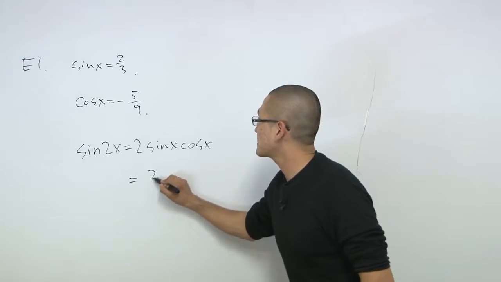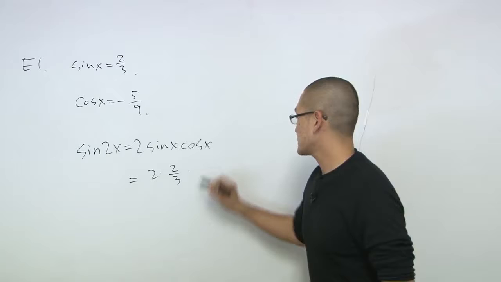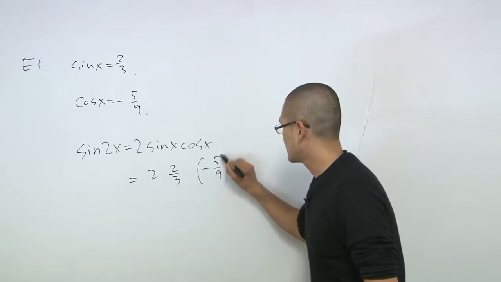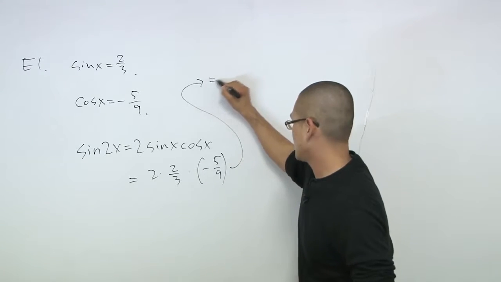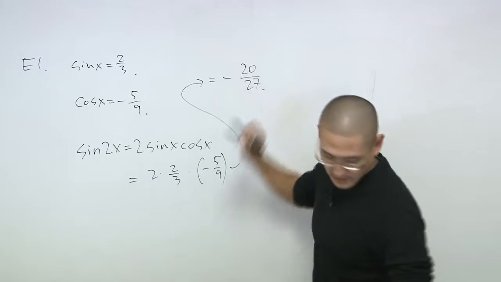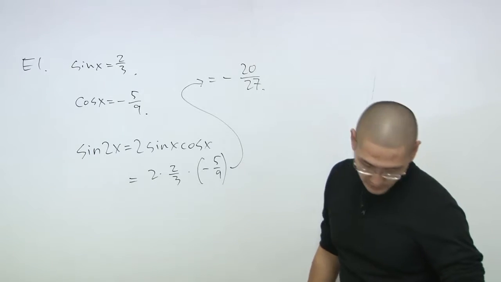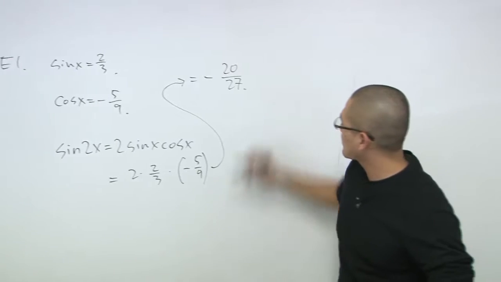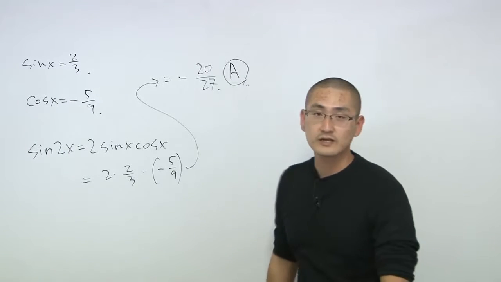What do we get? 2 times sine x cosine x, which is 2 times 2 over 3 times minus 5 over 9. So we end up with minus in front. 4 times 5, 20, divided by 27. And that's going to be our answer with the minus in front of it. Be careful there. A is the answer for us.